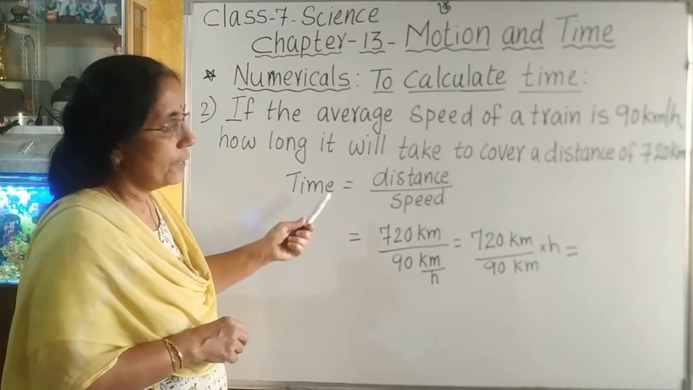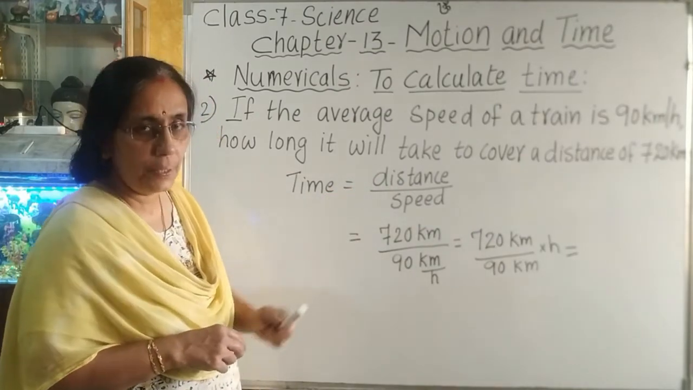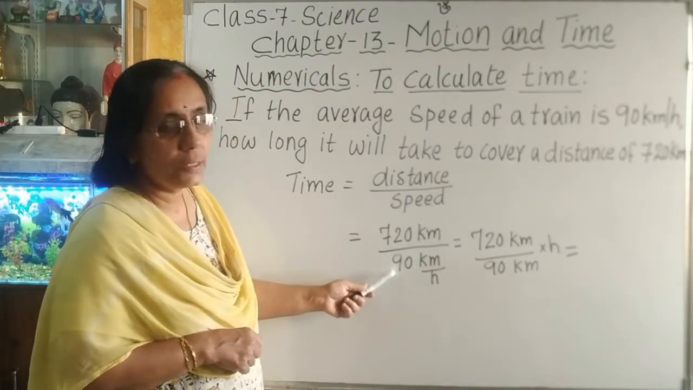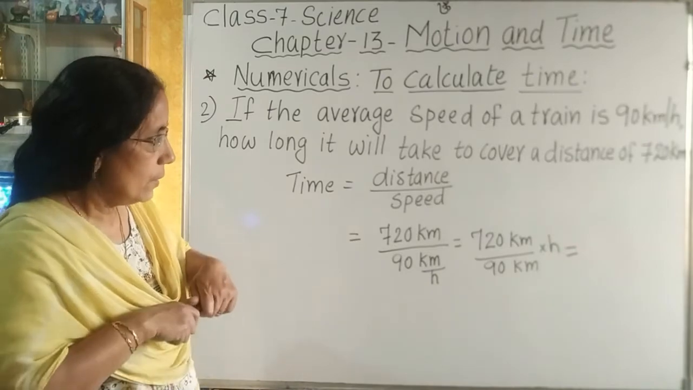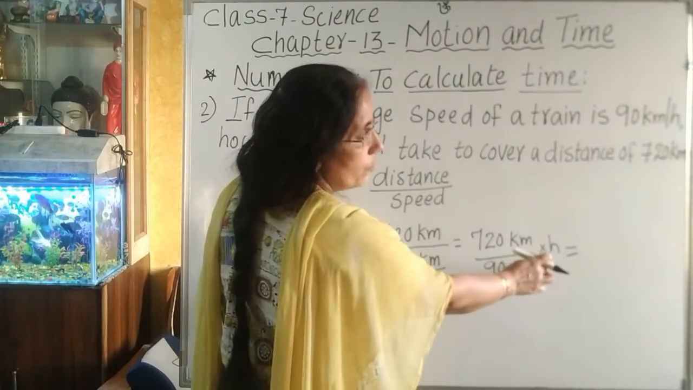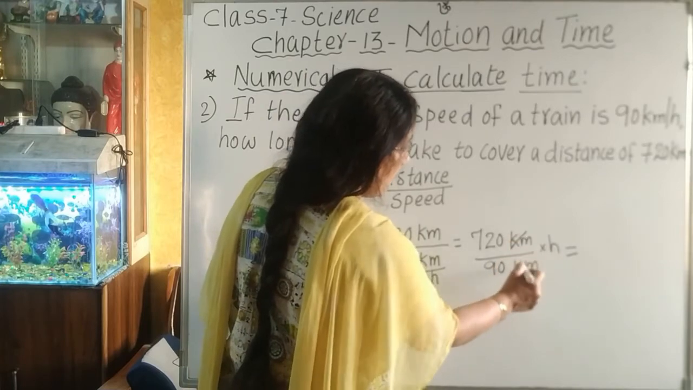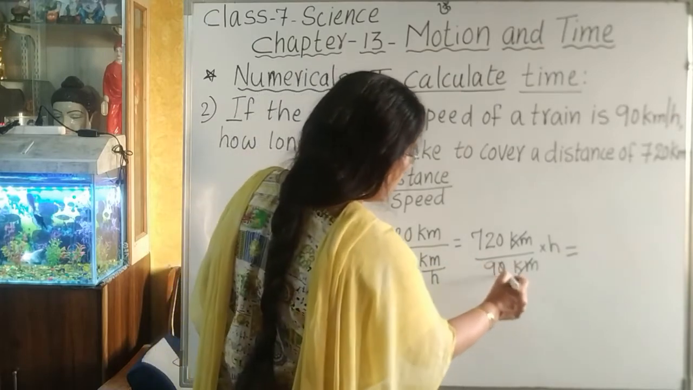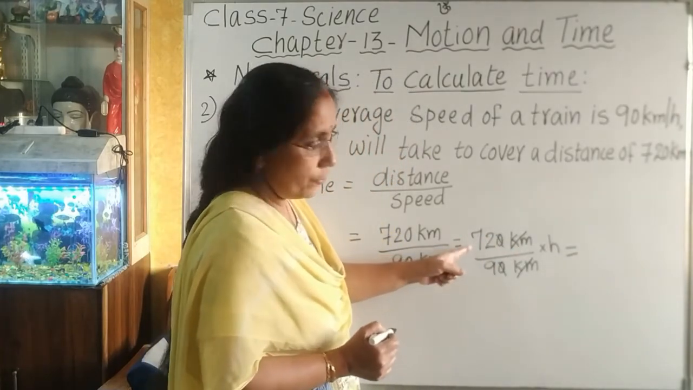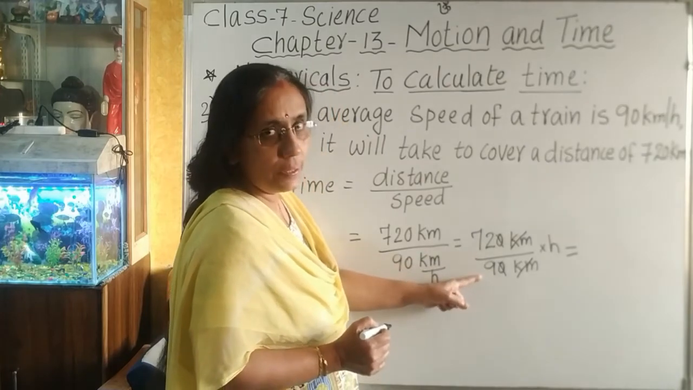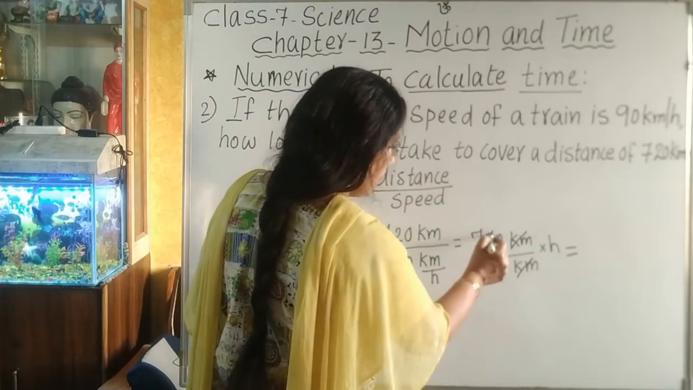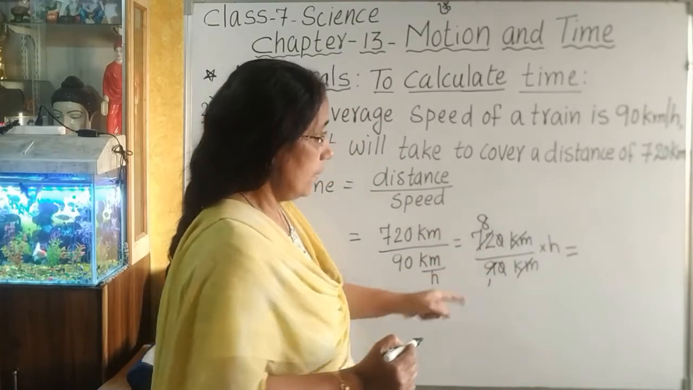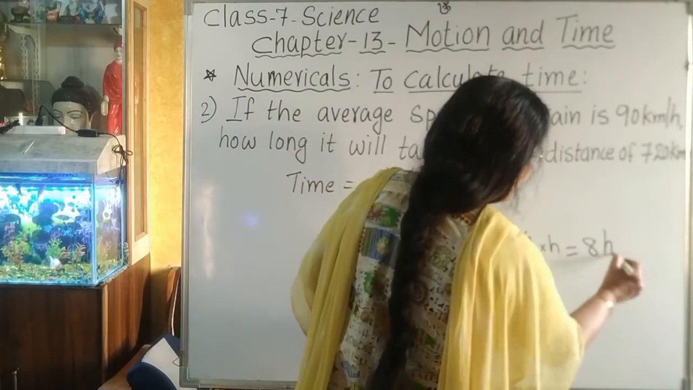The formula is time is equal to distance upon speed. Substitute the values. The distance is 720 km and the speed is 90 km per hour. So this hour will go in the numerator and we can cancel out this kilometer from both. Now what is left out here? This 0 and 0 can be cancelled, and on simplification we will get 72 upon 9. 9 8s are 72. So what we can say? This can be cancelled out and the answer is 8. That means 8 hours.